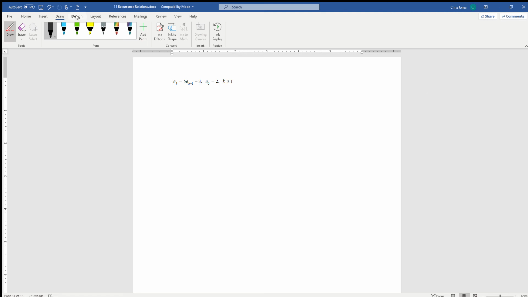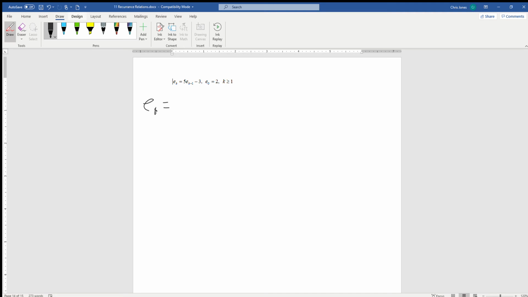So one final example of us being able to utilize these closed forms to be able to take a recursive sequence and write it into the closed form. So we have e sub k is equal to 5e sub k minus 1 minus 3. And the first term in the sequence is going to be 2. So, method of iteration.